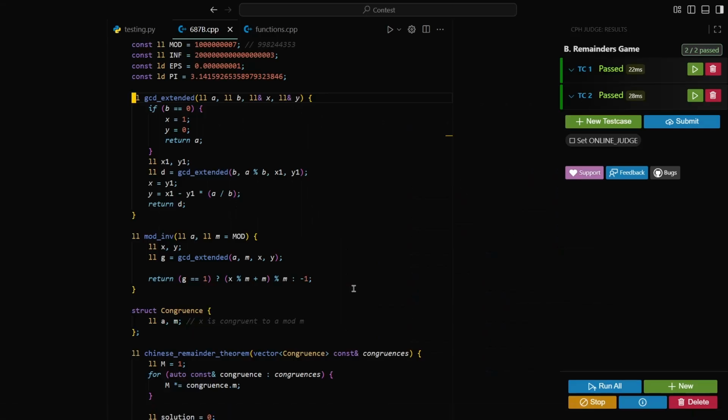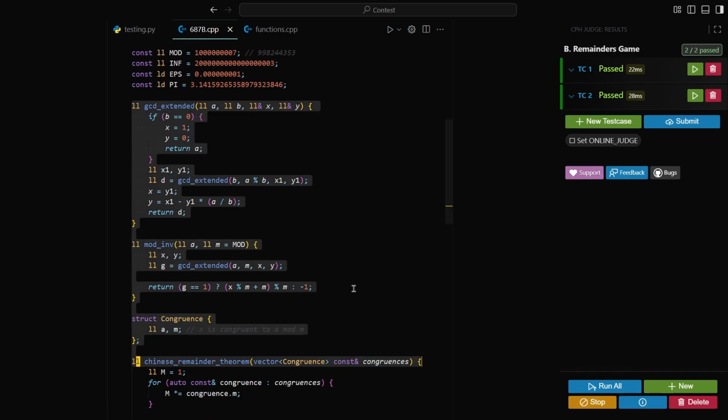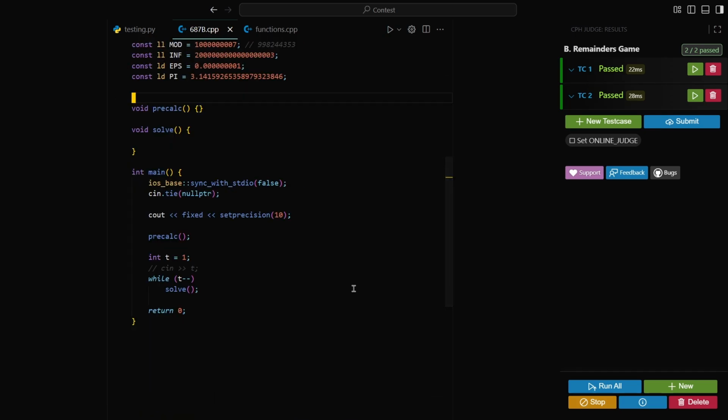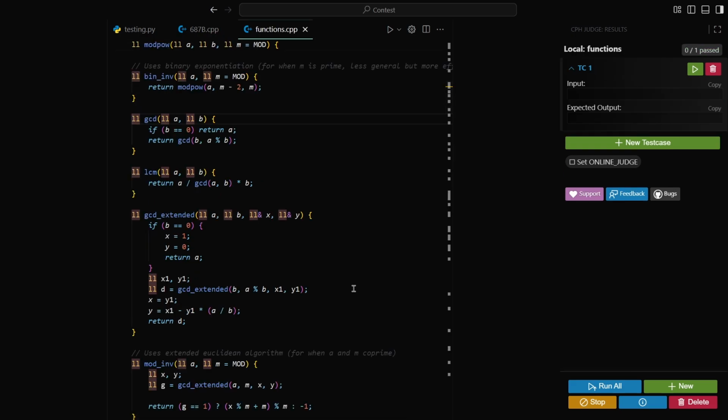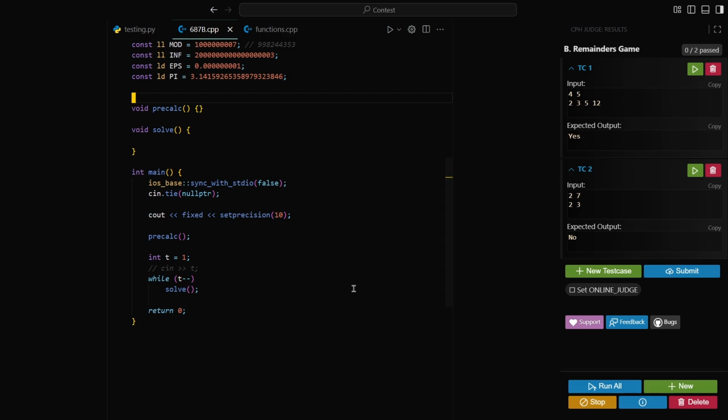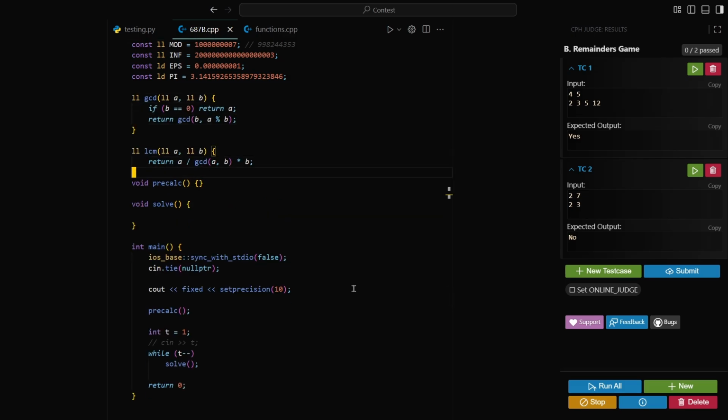So let's go back to VS Code. Do not go straight into implementing, because as you can see, we do not need the implementation of CRT, but we do need to understand it. Okay, so let's delete that. We do not need it. However, what we do need is the function GCD and LCM. Right, so I'm gonna take those back here and paste them.